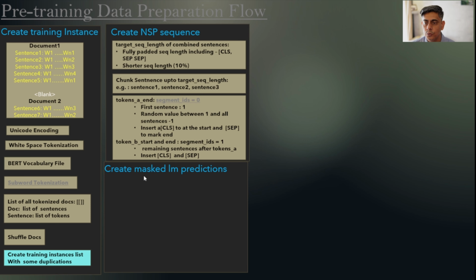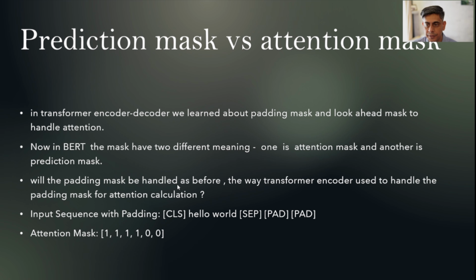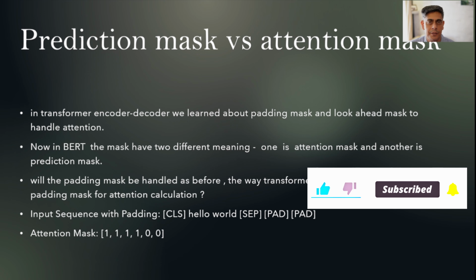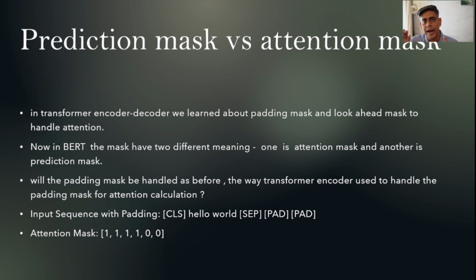Then we go to the masked LM prediction. How do we do that? We follow a rule about which tokens to mask and which not to mask. The word mask is used too many times in the transformer, so we just want to refresh our memory that we have discussed mask or padding mask, which is essentially adding 0 at the end of the sentence to make all the sentences equal.